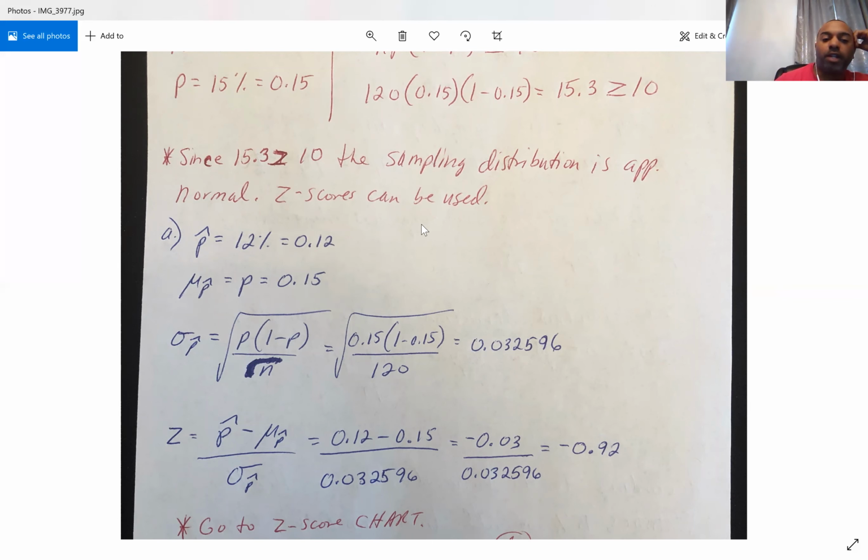To calculate your standard deviation, we'll do the square root of P times 1 minus P over N. Made a little error right here over the N, so I scratched that out. So that shouldn't be there. It's just supposed to be N, which is that 120. So it's 0.15 times 1 minus 0.15 over 120. And that gave us 0.032596.